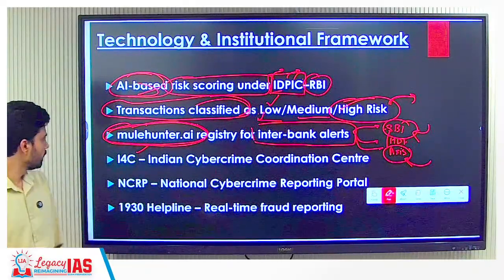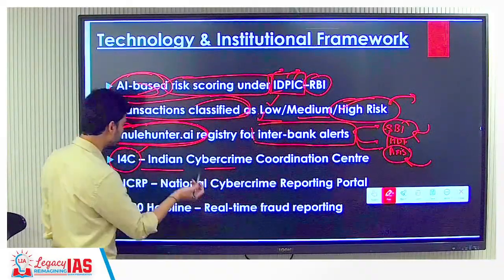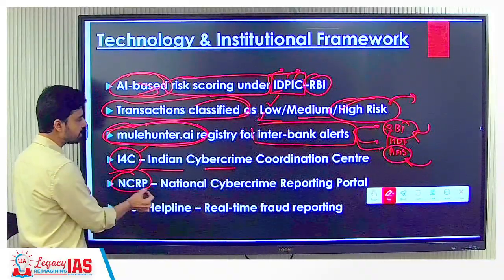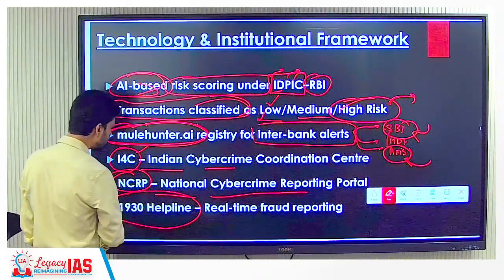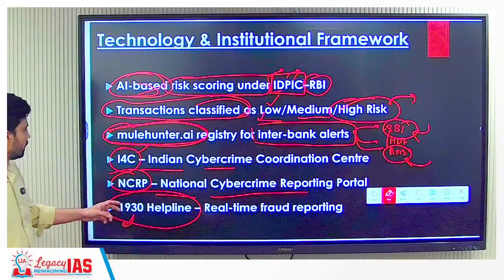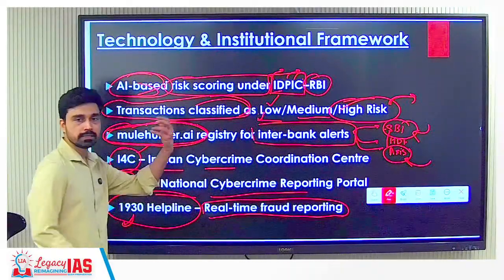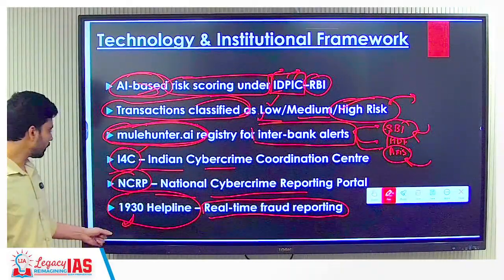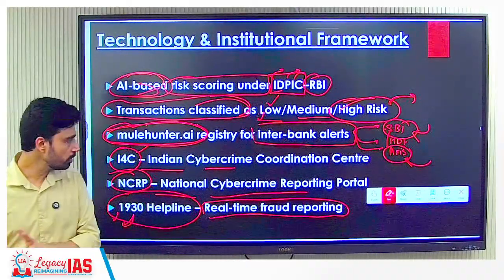For that, the government has created a special registry called mulehunter.ai as such, right? I4C, the organization involved here, is the Indian Cyber Crime Coordination Center. We'll discuss that under internal security. NCRP, the National Cyber Crime Reporting Portal. And for every cyber crime, this is the number the government has given to every individual, every citizen. If you feel that you are being defrauded, what can you do? Dial 1930 and report the incident on the helpline, right?